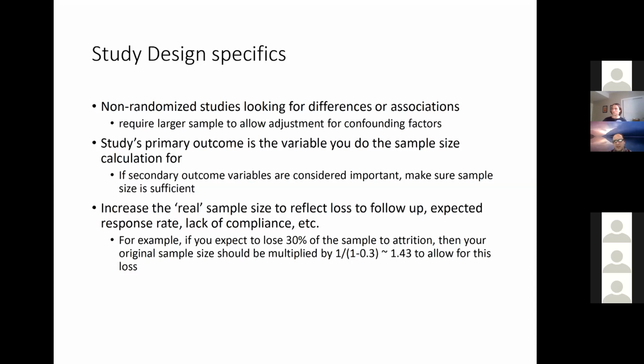So this last point is kind of what I mentioned about inflating the sample size. And this can be kind of fuzzy as I mentioned, 20% to adjust for confounding, or it can be something more kind of precise like an attrition situation. So if you expect to lose 30% of your sample to attrition, then you need to inflate your sample size by 43%. So 1 divided by 1 minus 0.3 to allow for that loss. So that's a little bit more precise.